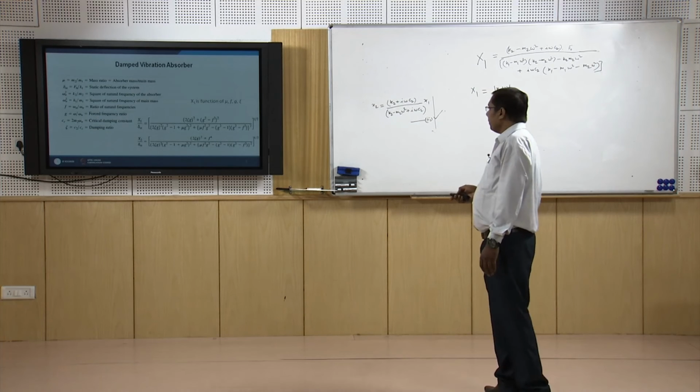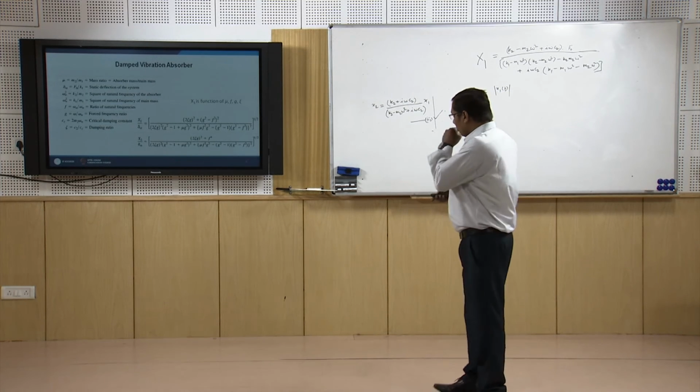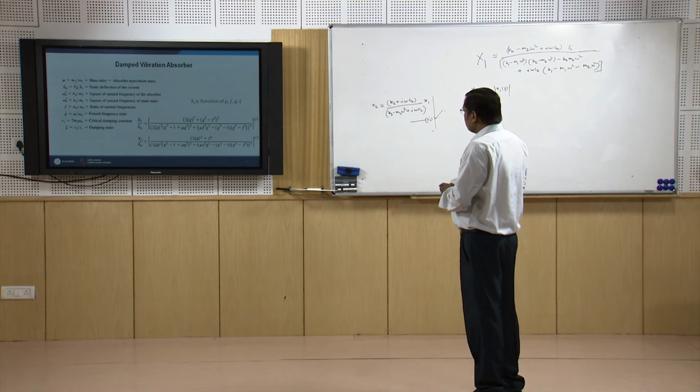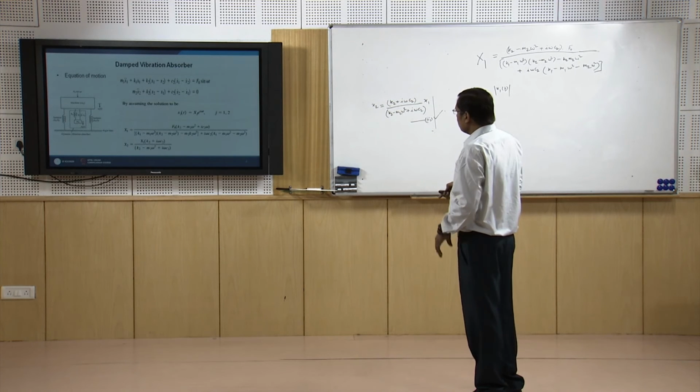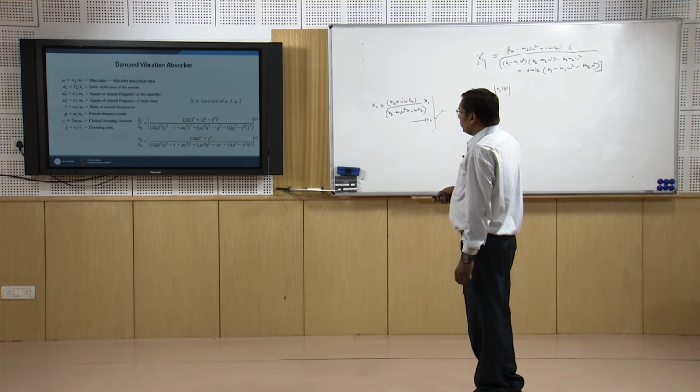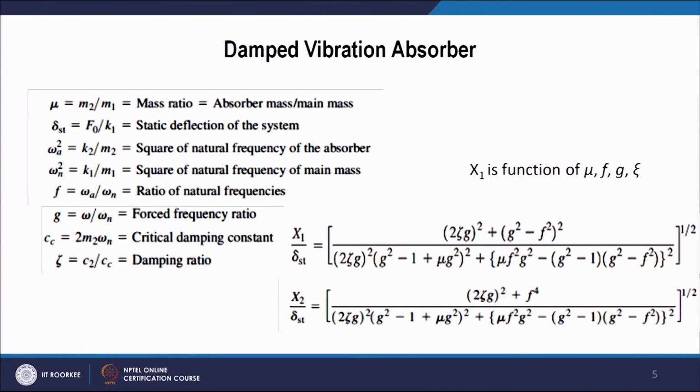Now we can define some parameters. These parameters we can define like mass ratio m2 by m1, delta st, ωa², ωn², f, g, cc and zeta, and we can express these equations in these terms. So we can write the same equation of x1 in terms of these parameters, that is mu is the mass ratio, m2 by m1, m2 is the mass of absorber and m1 is the mass of the main system.